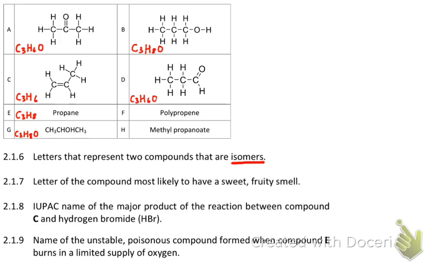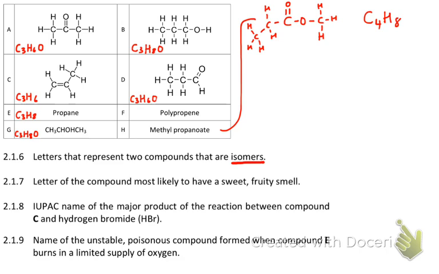The alcohol, C3H8O. What's that? 1, 2, 3. That's propan-2-ol, or 2-propanol, is C3H8O. Methyl propanoate, best to draw it out first. There is the structure of methyl propanoate, and its formula is C4H8O2. I haven't bothered with polypropene because it's a polymer. It has no discrete molecular formula. It's obviously a very, very long compound.